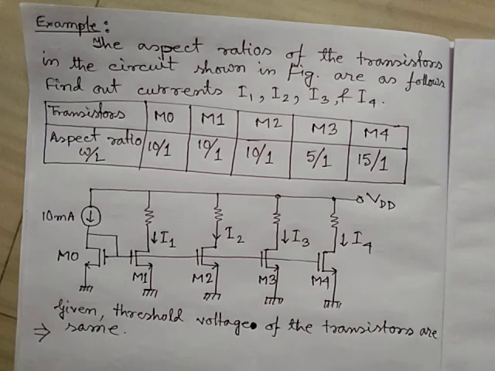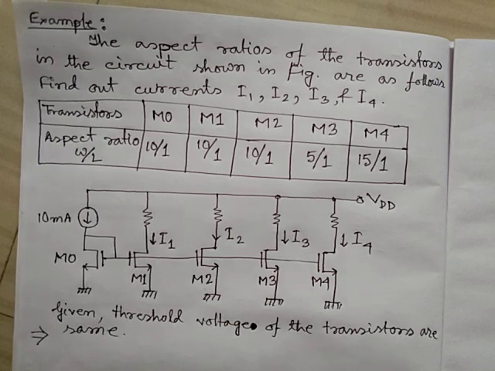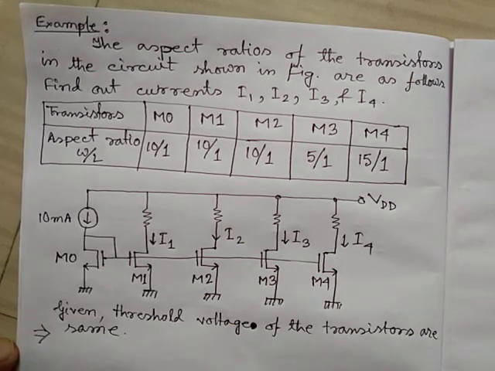Hello friends, today we'll do a numerical based on current mirror. Here an example is given. The question is: the aspect ratio of the transistors in the circuit shown in the figure are as follows. Find out currents I1, I2, I3 and I4.